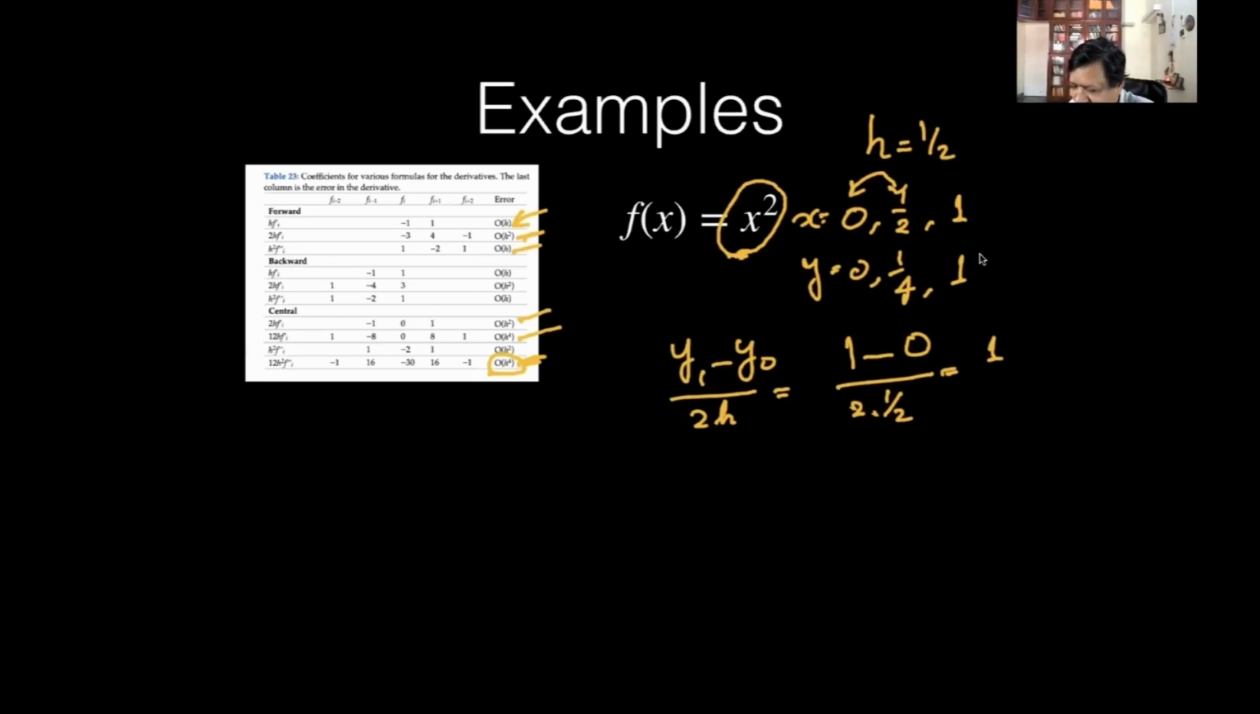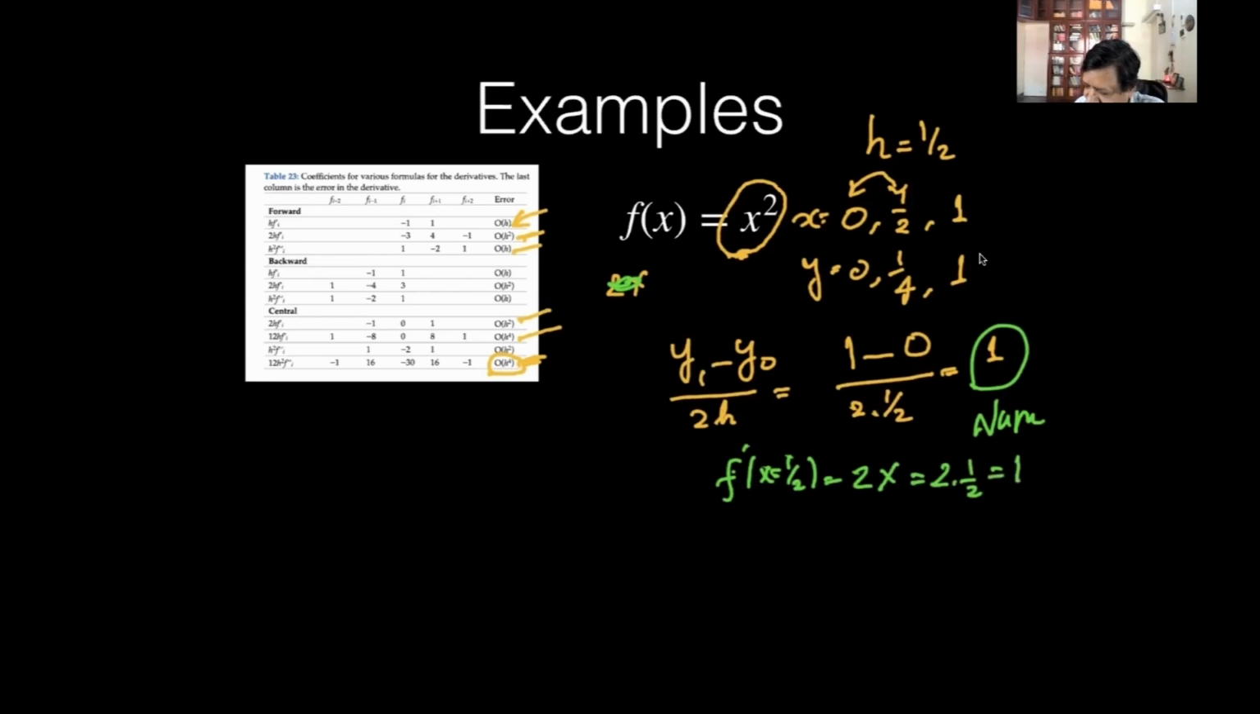Okay, so first derivative is at the mid. First derivative at the central point is 2x. Okay, exactly. So this is my answer, numerical answer. And what is the exact number? So f prime x at half is, take the derivative 2x at x equal to half. What is that? 2 times half is 1. So they match. Correct?